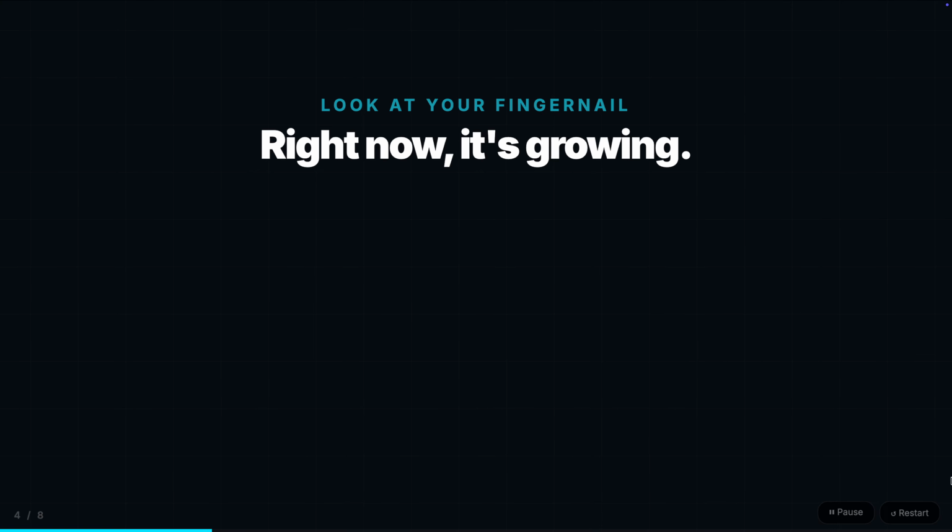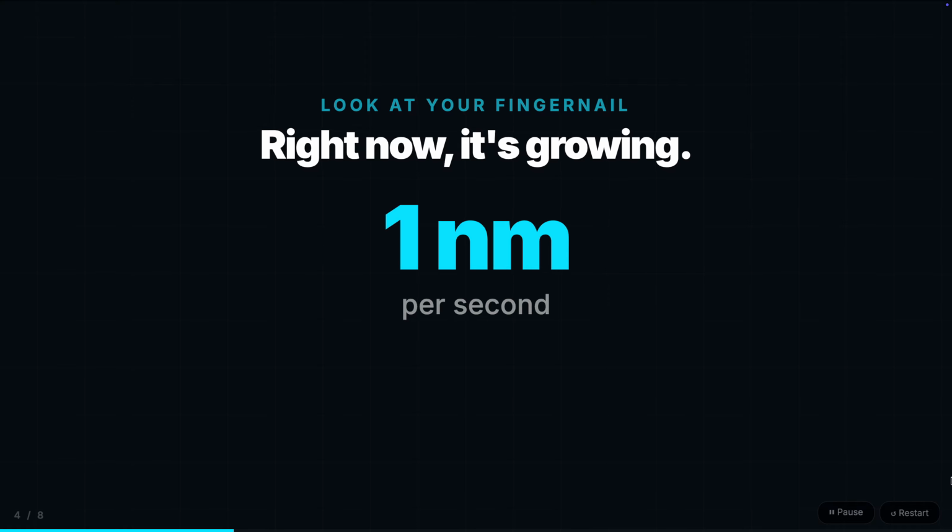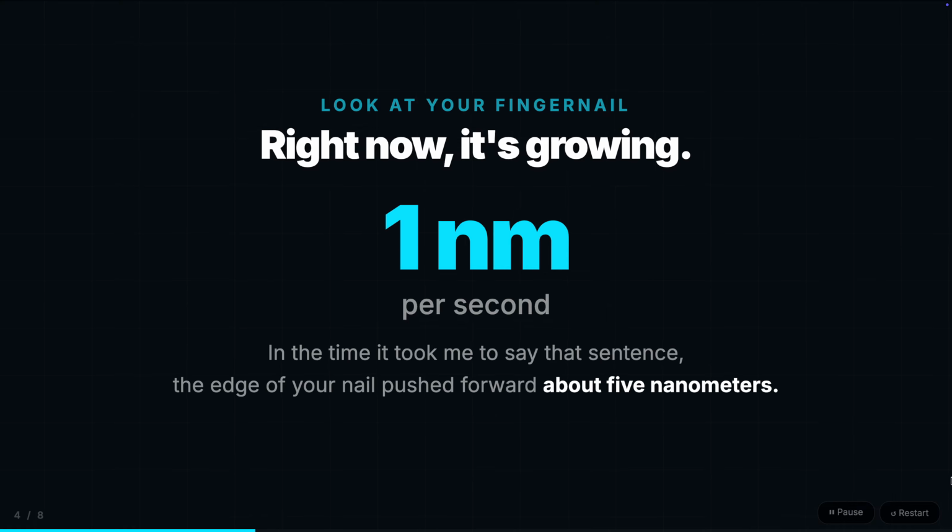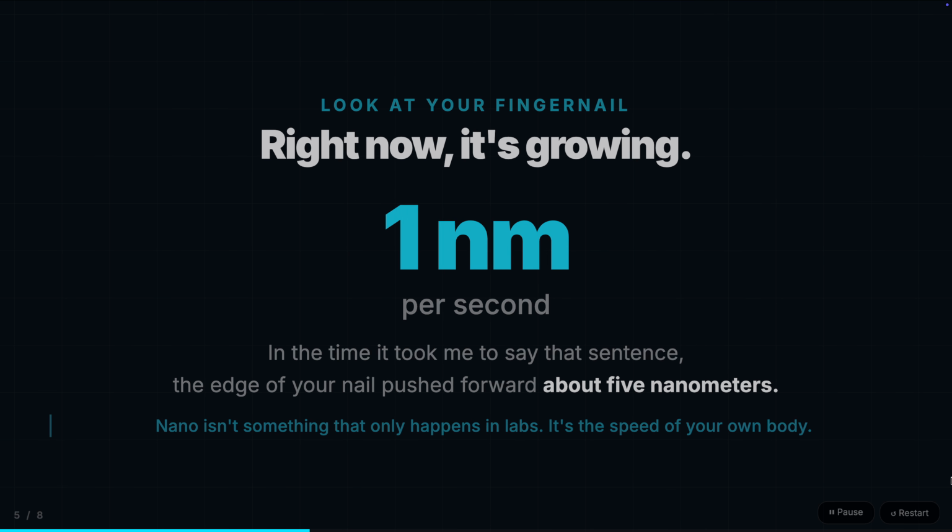Now look at your fingernail. Right now, as you're watching this, it's growing. The rate? About 1 nanometer every second. In the time it took me to say that sentence, the edge of your nail pushed forward about 5 nanometers. Nano isn't something that only happens in labs. It's the speed of your own body.